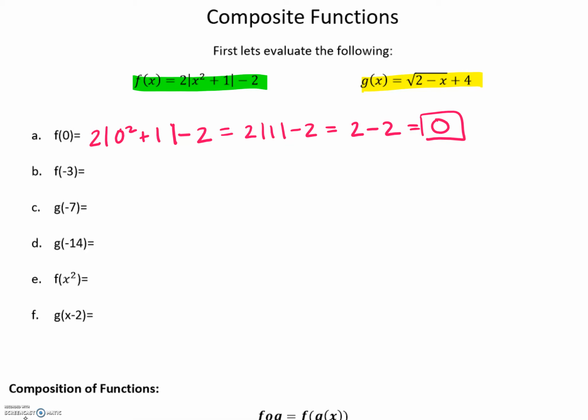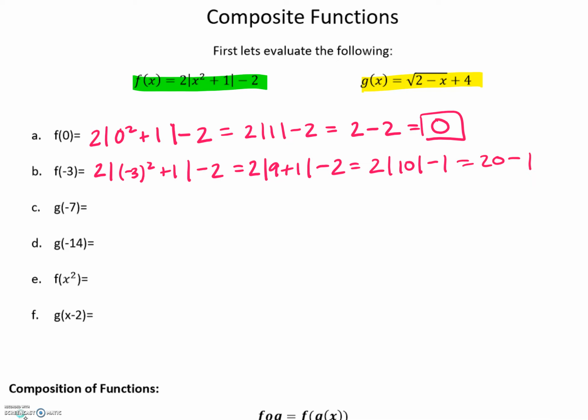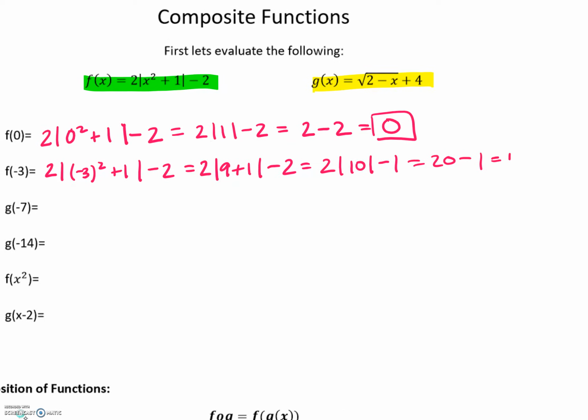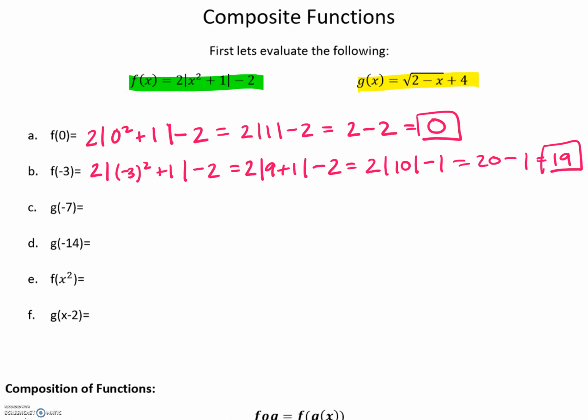Part B, it's still telling us to go to f, but now I'm replacing x with a negative 3. So I'm going to have 2, negative 3 squared, plus 1, minus 2. Alright, so let's go ahead and simplify. Negative 3 squared is going to be 9. 9 plus 1 is 10. So we're going to get 20 minus 1, which is going to give me 19. So f of negative 3 equals 19.